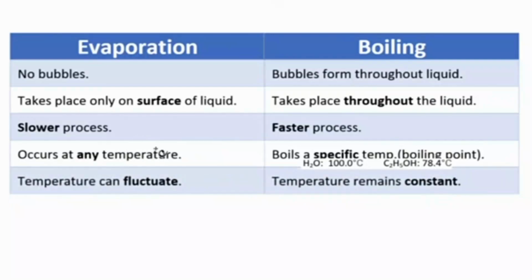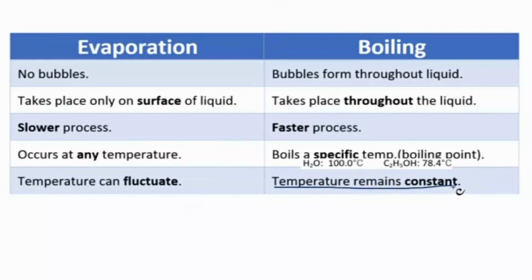So evaporation occurs at any temperature, and that temperature can fluctuate with the surroundings. As it gets warmer or colder, evaporation still will take place. For boiling, once we hit, say, that 100 degrees with water at standard pressure, the temperature remains constant. It doesn't get any hotter. So water won't boil higher than 100 degrees Celsius. The only way you can make it boil at a higher temperature is to put it under pressure, like a pressure cooker. So with boiling, once we hit our boiling point, the temperature won't go up anymore.